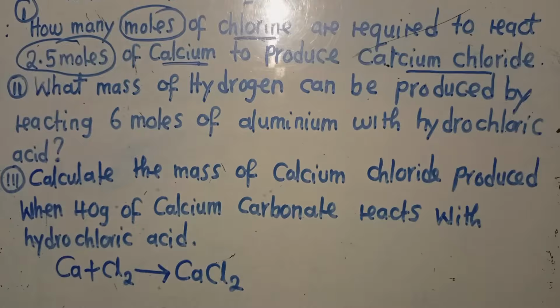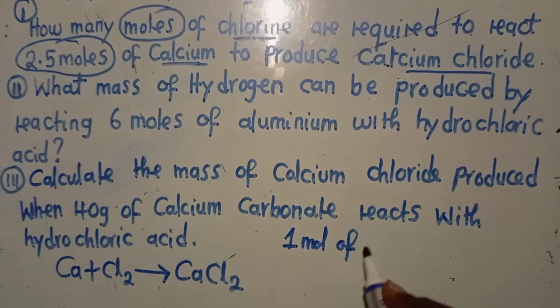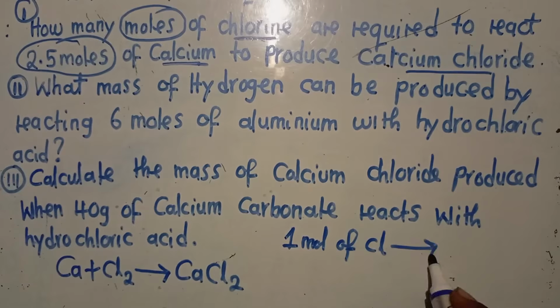So what we are supposed to do is compare the two, the calcium and the chlorine. How many moles of chlorine am I having here? It is just a 1. So I will say 1 mole of chlorine. I equate it to what I'm given on the other side. I want to find chlorine, and then I'm told what else I am given.